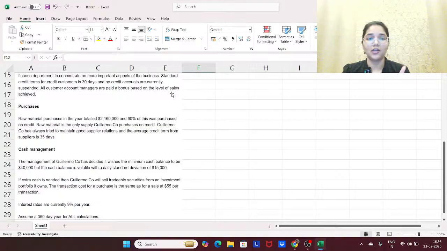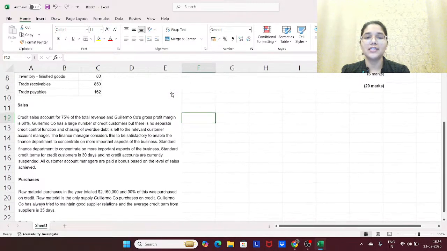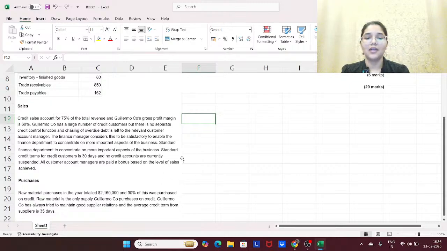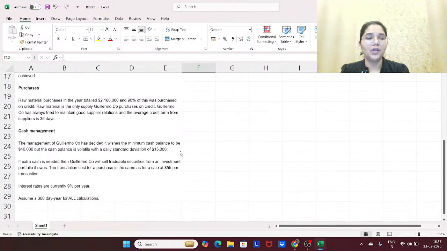So there is a red flag that you see over here, that account managers get a bonus on the level of sales. So that means they will try to sell more and more goods possible without thinking twice about when the customer will actually pay money. Is the customer even worthy of giving so much credit, right? And then you move to purchases. Raw material purchases in the year totaled this much, and 90% of this was purchased on credit. Raw material is the only supply Guillermo company purchases on credit. Guillermo has always tried to maintain good supplier relations, and the average credit term from suppliers is 35 days.